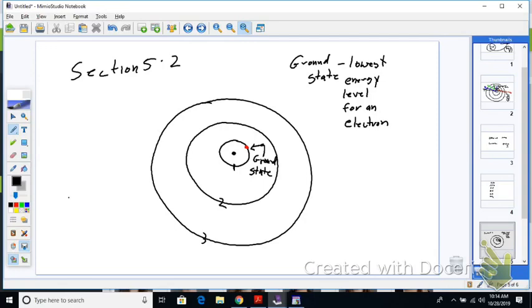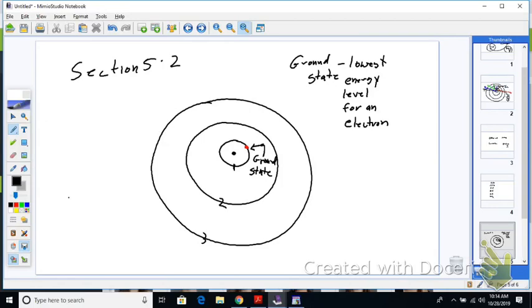So, I'm on the ground state. I'm on the ground. My feet are on the ground. That could be an example. My feet are at the lowest level in this room. When you take a look at energy, potential energy.